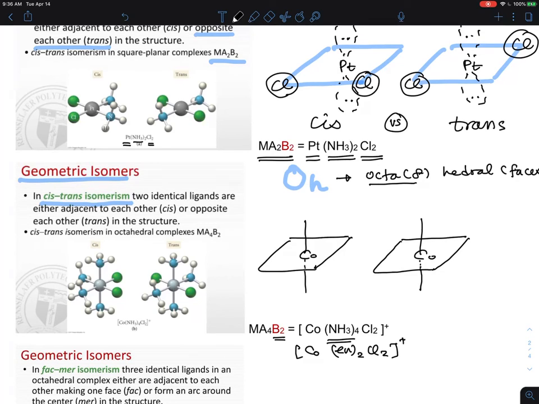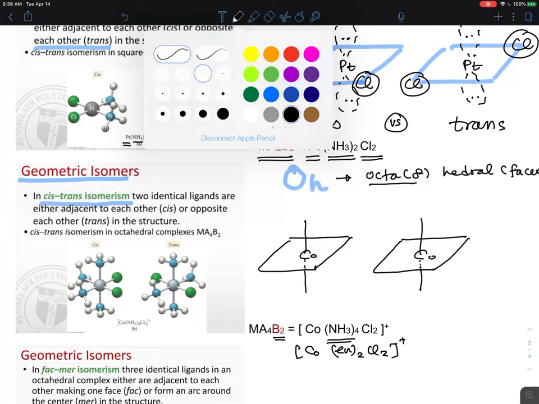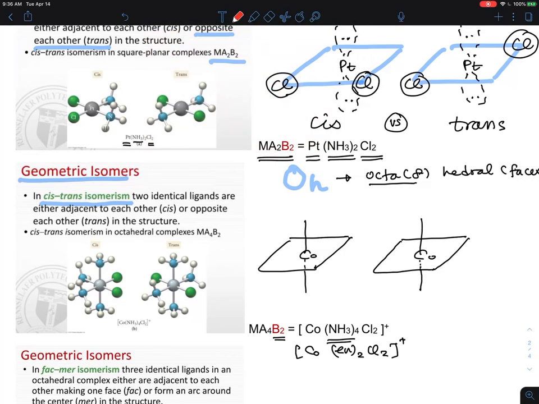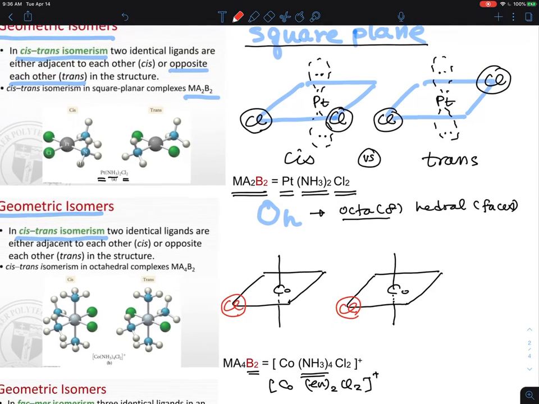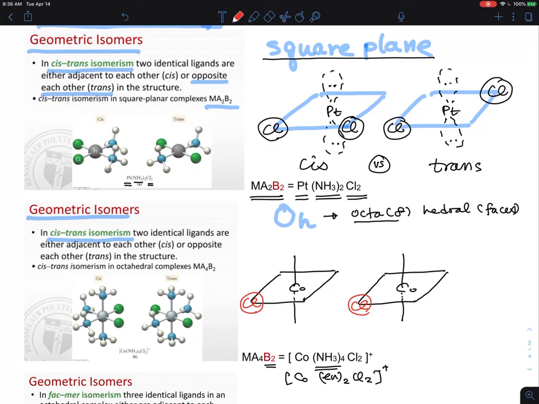And then now I am going to put my chlorines. So I can put chlorines here, and I can put chlorines here, if you want to be consistent with my previous drawing up there. And so if I put this one here, well, let me try something different. If I put here, this is a neighboring one. If you look at this, they are at a 90-degree angle, right?